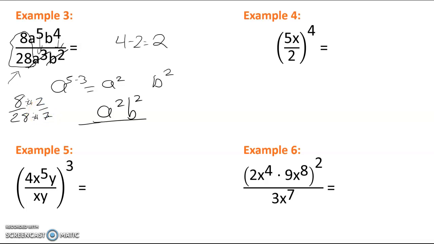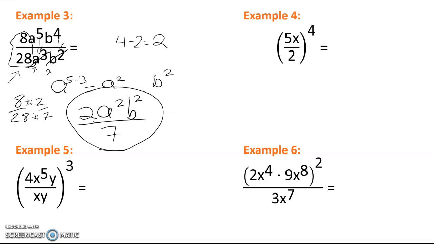Now, when I put this in my final answer, the 2 is on the top, so it's going to go on the top of the fraction. The 7 still remains on the bottom of the fraction with nothing else down there because, again, we've canceled out these a's right here. So all that I am left with there is 2a squared b squared over 7. All right.